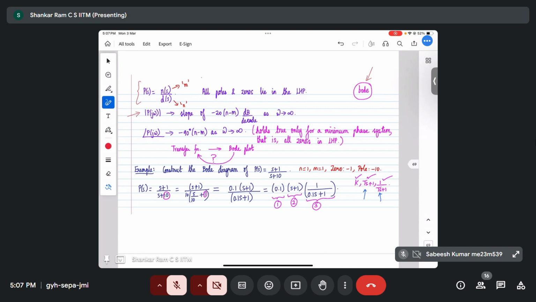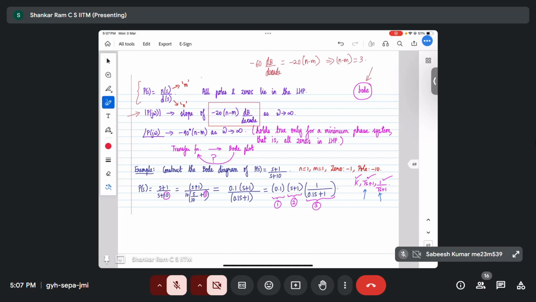So if that is the case, we are once again using the result, it can be shown that the high frequency asymptote of the log magnitude plot of the Bode plot has a slope of minus 20 times n minus m decibels per decade, as omega keeps on increasing. So if some Bode plot we obtained from experiments has a high frequency asymptote of minus 60 decibels per decade, and we equate it to minus 20 times n minus m, we will get n minus m to be 3.